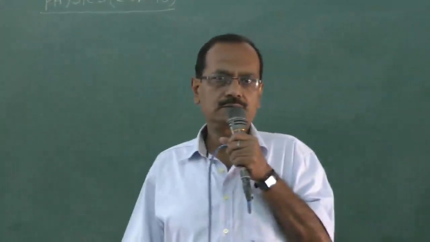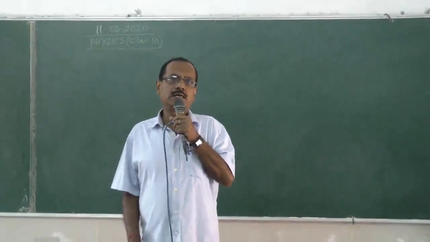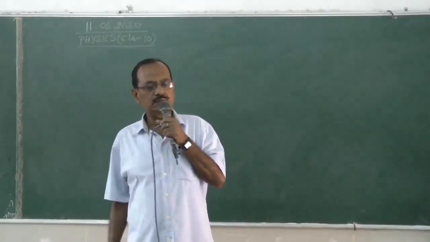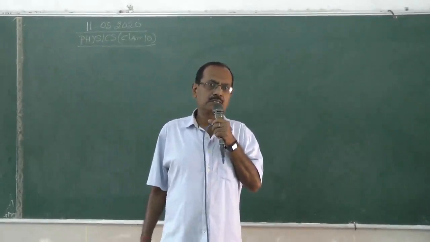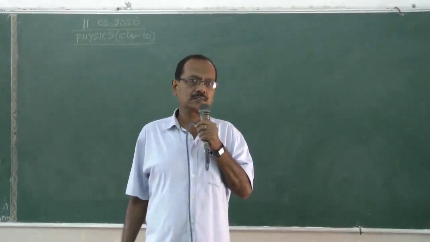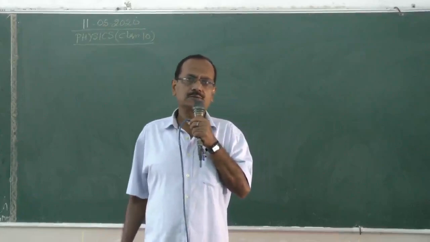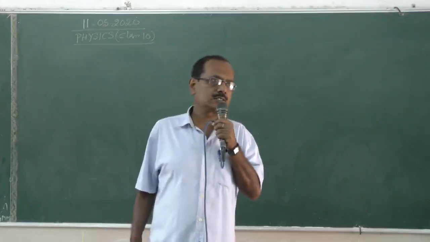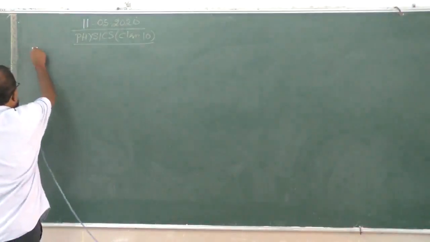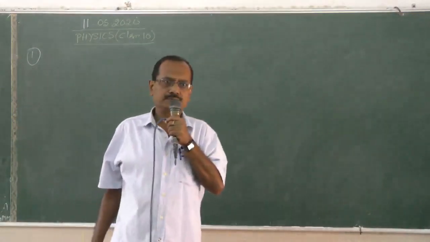Good morning, children. Today we'll do the ray diagrams of lens, how the image will form for the different positions of the object. Last class I told you the positions; I think 6 positions are there: at infinity, beyond the center of curvature, at the center of curvature, and so on. First we'll do when the object is at infinity.